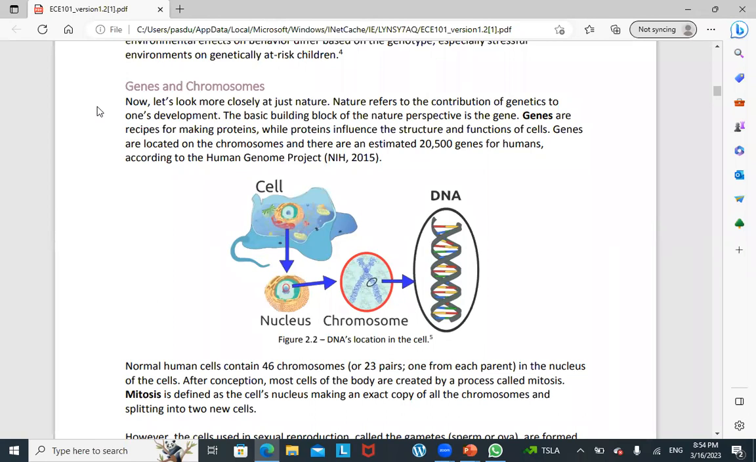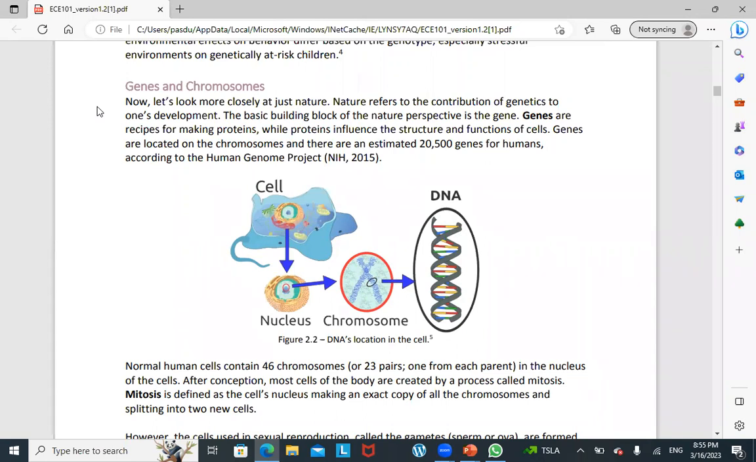Yeah. Now, normal human cells contain 46 chromosomes, right? They are of 23 pairs. Now, if you take a human cell of a small child, he has 46 chromosomes. These chromosomes are 23 from the father and 23 from the mother. Normal human cells contain 46 chromosomes in the nucleus of the cells. In the nucleus, there are 46, so there are 23 pairs.